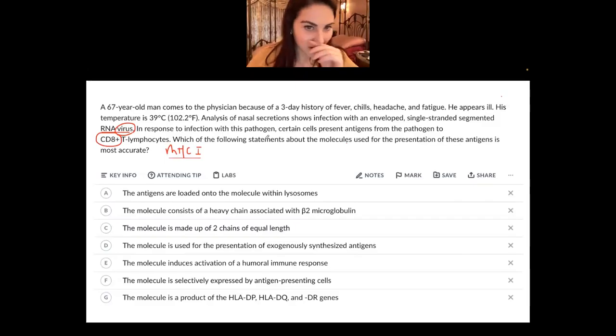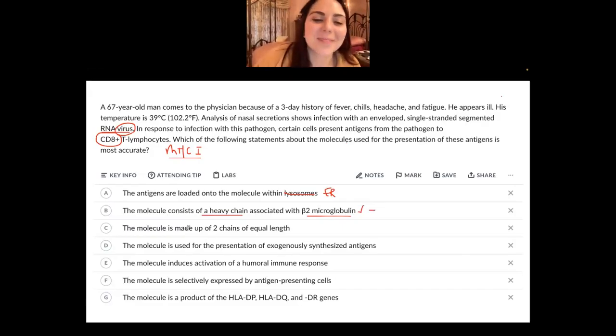So, antigens are loaded into the molecule within lysosomes. Remember with MHC class 1, they're loading endogenous antigens, so they're not messing with the lysosomes. They're getting loaded as soon as they're made. They're actually getting loaded in the ER. Second one, the molecule consists of a heavy chain associated with beta-2 microglobulin. This is correct, but let's just say, that sounds correct, let's go to the next one.